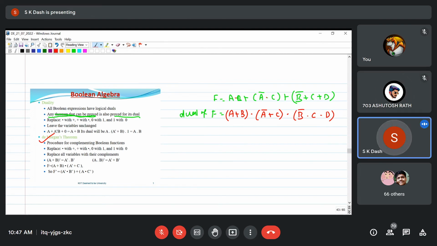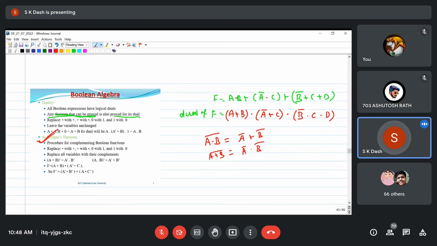So this will be helpful in complementing. So next we'll see that. In De Morgan's theorem, we'll find the complement of any function. As per De Morgan's theorem, you know that A dot B whole bar is A bar plus B bar. Similarly, A plus B whole bar is A bar dot B bar. So these are the simple functions, A dot B whole bar and A plus B whole bar.